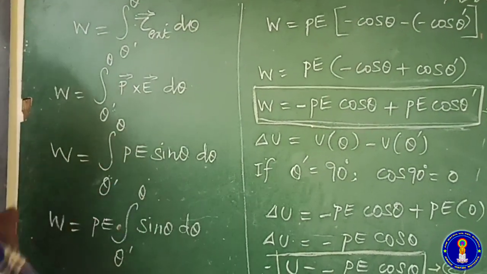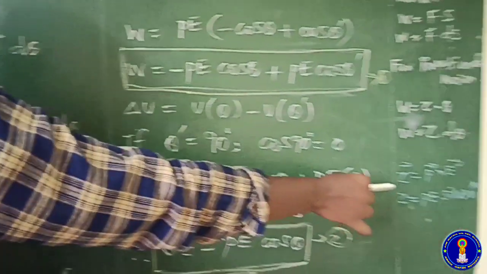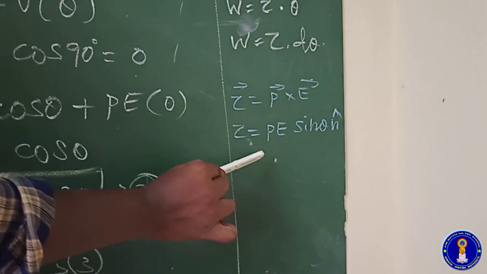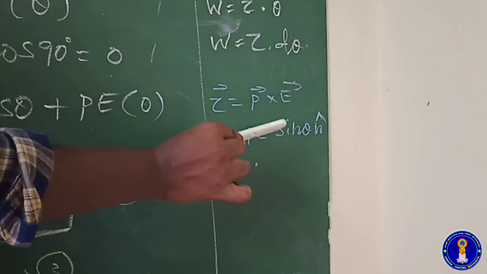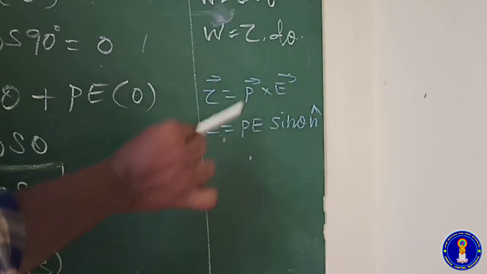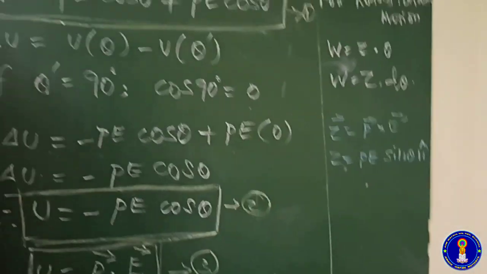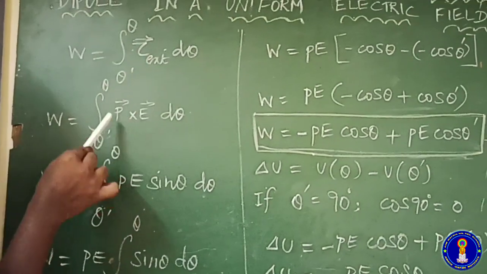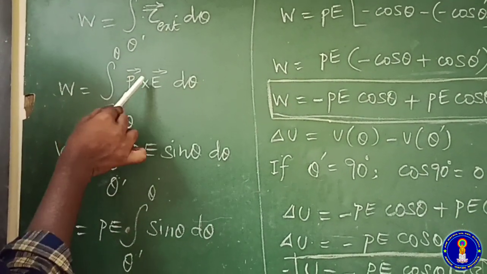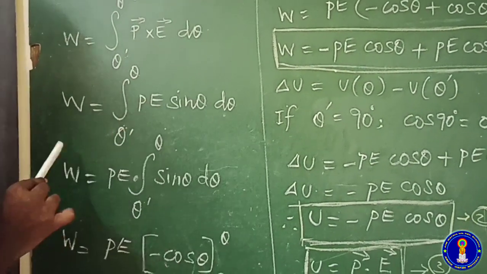You know well from previous classes this year, tau vector is equal to P vector cross E vector. That means A vector cross B vector is equal to AB sin theta n cap. So tau is equal to PE sin theta n cap. Same as we substitute, tau external is equal to P vector cross E vector d theta, so that is PE sin theta d theta.